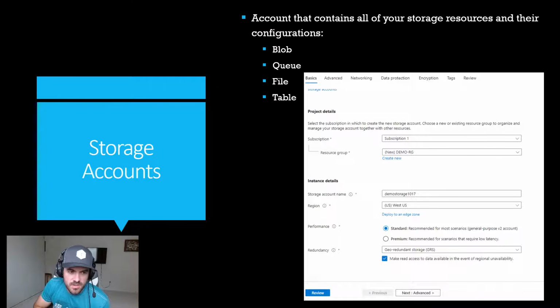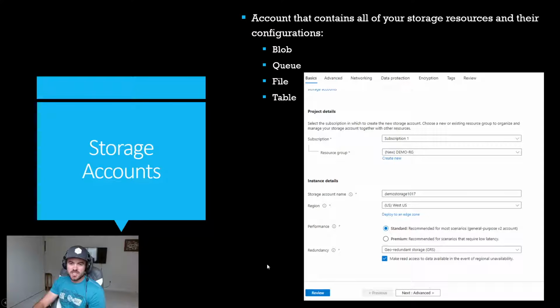All right. So storage accounts. We are going to briefly talk about these, and then we'll get more into actual storage types, but basically a storage account contains all of your storage resources and their configurations. And that's pretty much it.